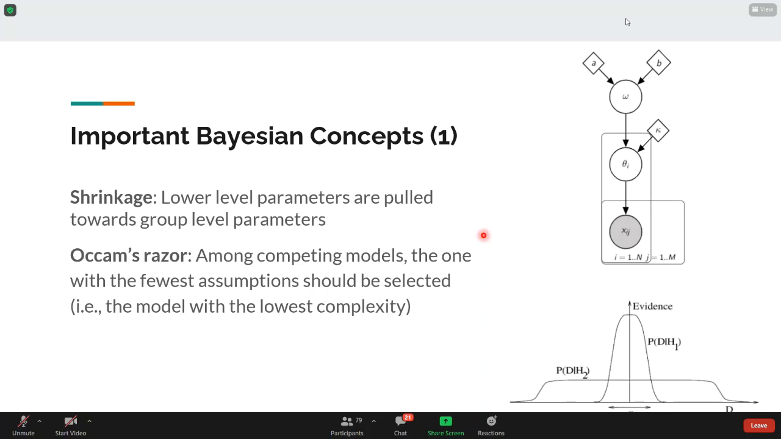That's, yeah, the goal of shrinkage is to remove the effect of outliers. Well, I wouldn't say it's the goal, it's the effect that shrinkage has.